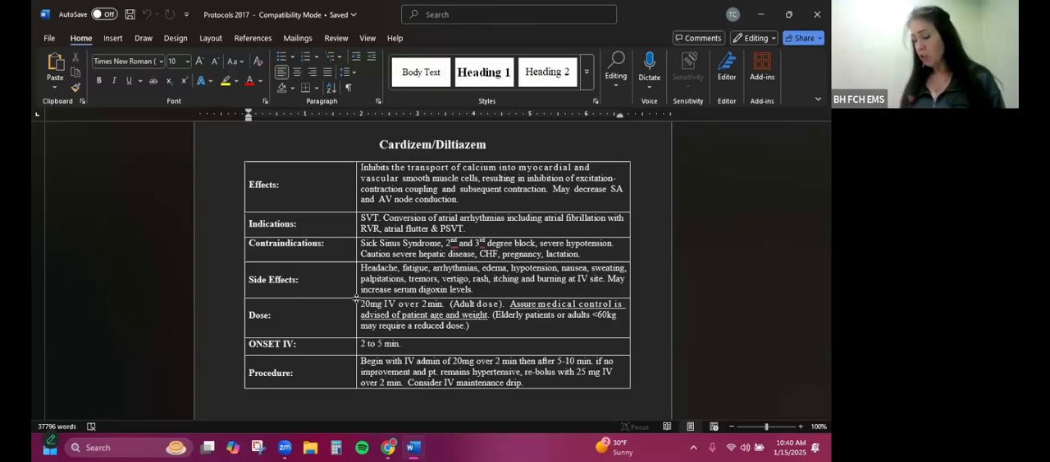The onset of the IV should be 2 to 5 minutes. Your procedure is you begin an IV administration of 20 milligrams over 2 minutes, then after 5 to 10 minutes, if no improvement and the patient remains hypertensive, rebolus with a 25 milligram IV over 2 minutes and consider an IV maintenance drip on your Cardizem.